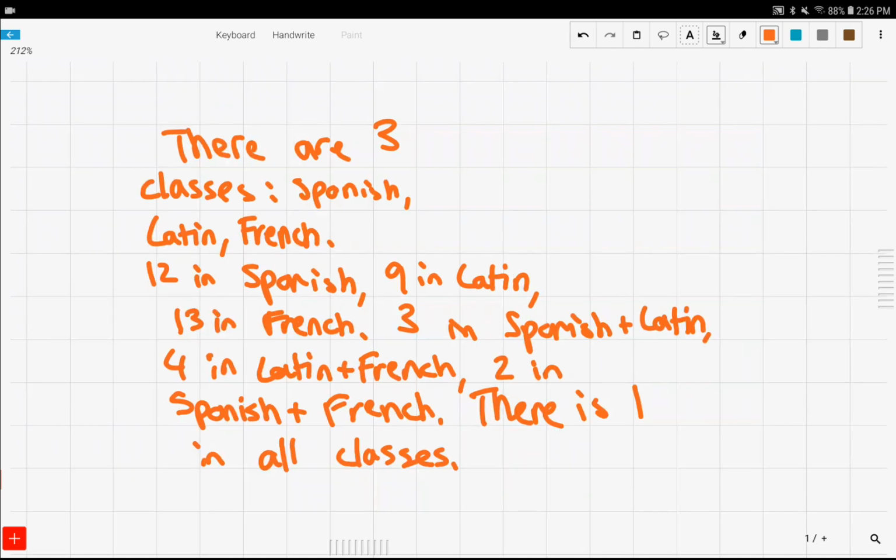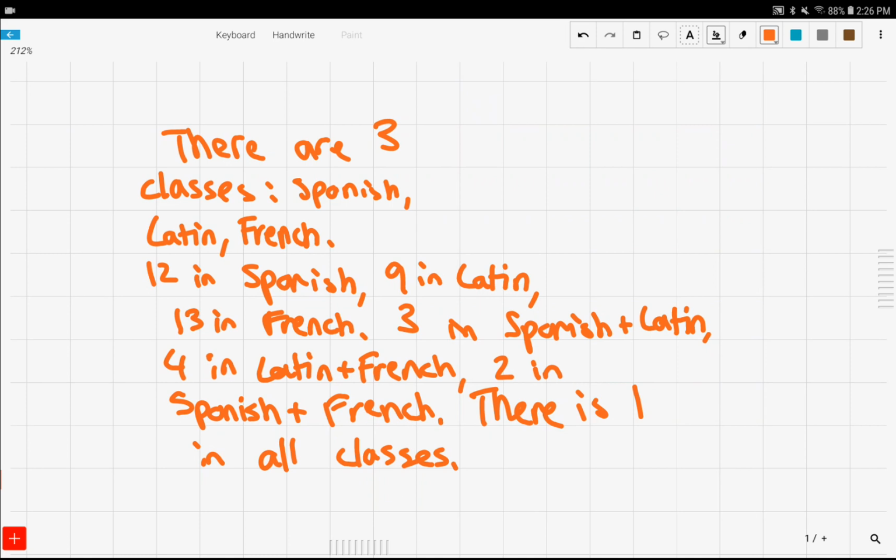Okay, so now let's move on to 3 sets. So here's our problem. There are 3 classes: Spanish, Latin, and French. There are 12 in Spanish, 9 in Latin, and 13 in French. There are 3 in Spanish and Latin, there are 4 in Latin and French, there are 2 in Spanish and French, and there is 1 in all of the classes.